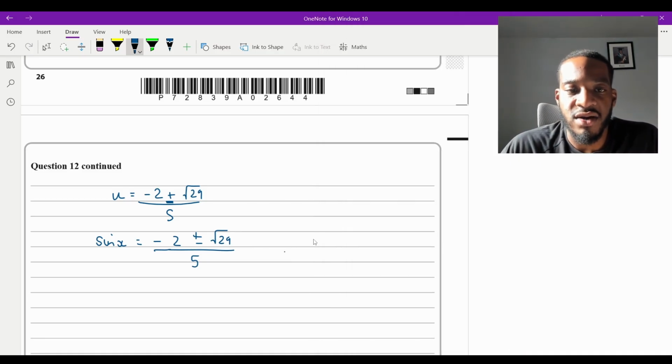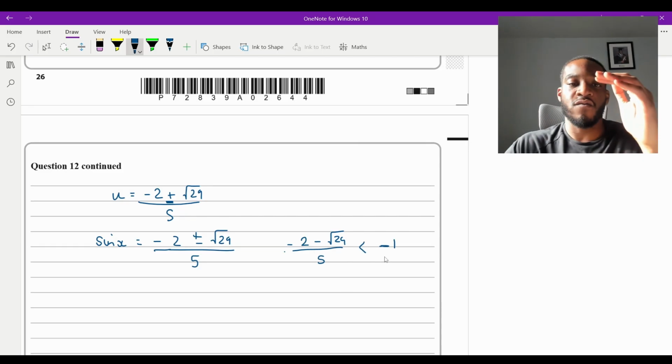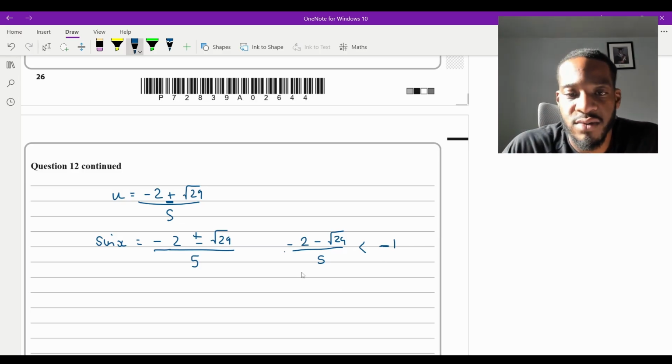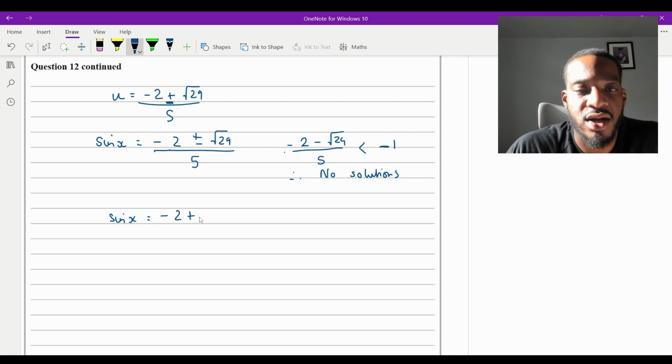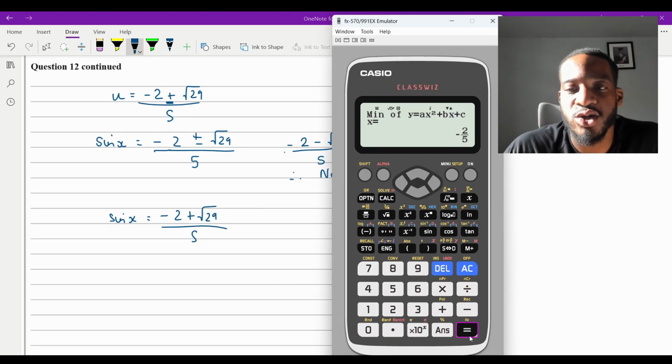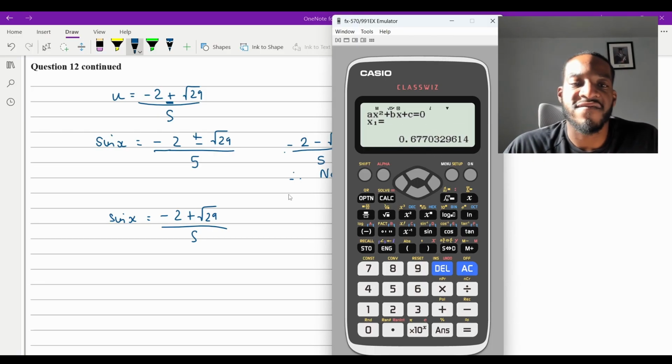So we're just going to say (-2 minus √29) over 5 is less than -1. It's outside the range for where sine is valid, so there are no solutions for that one. So the only equation we're going to be solving is sin x equals (-2 plus √29) over 5. Obviously there has to be one solution, but might as well just check to be safe. Yeah, 0.677. So that's fine.